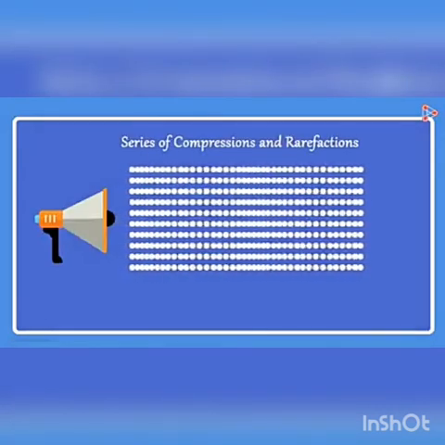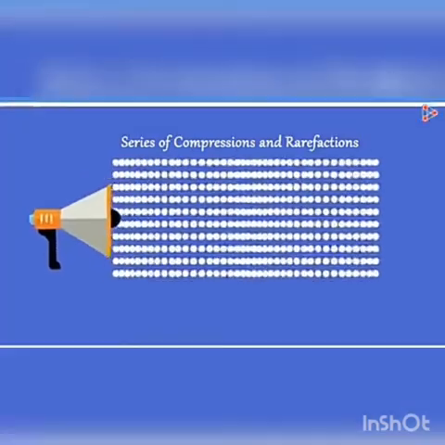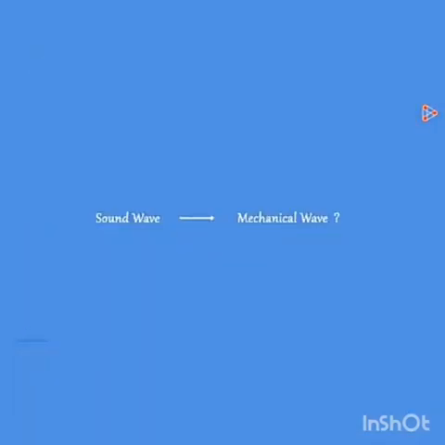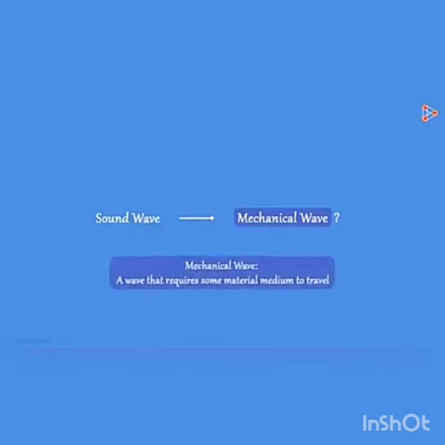Here is one interesting question. Is the sound wave a mechanical wave? Do you know what a mechanical wave is? A mechanical wave is a wave that requires some material medium to travel. And as we know, a sound wave also requires some medium to travel. So yes, it is a mechanical wave.